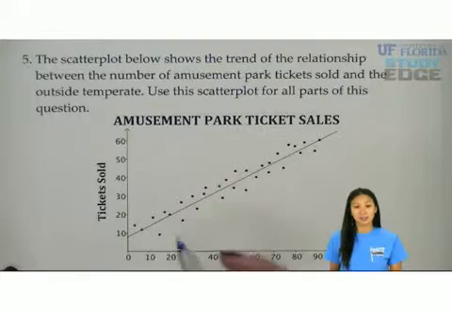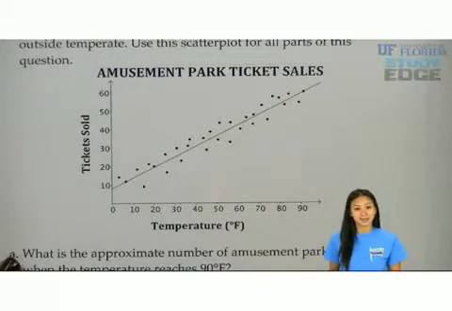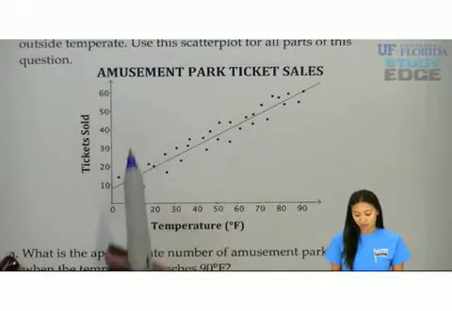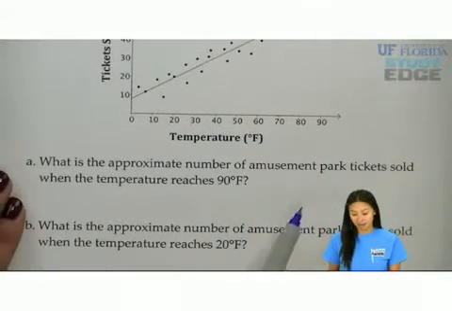Alright, so it's telling us something about amusement park ticket sales. So that's what this scatter plot is telling us. It's showing us the temperature on the x-axis and the tickets sold on the y-axis. Alright, let's see what we can learn from looking at this graph.